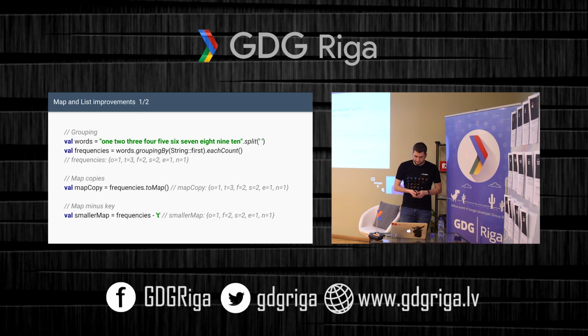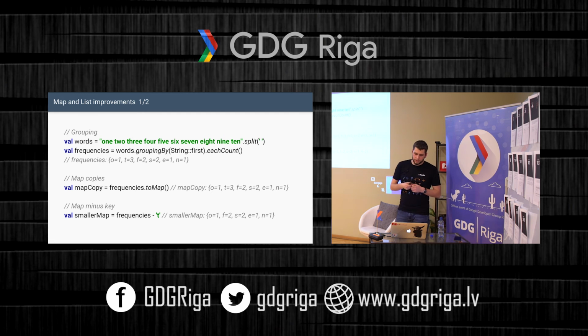So maps first. Let's assume that we have some words, and words is a list. You can call groupingBy, and groupingBy returns a grouping of the elements in that list, which can be grouped by the lambda that you provide. In this case, it's a reference to first. Basically, it returns the first character in the string. So what this does is count how many words start with each letter.